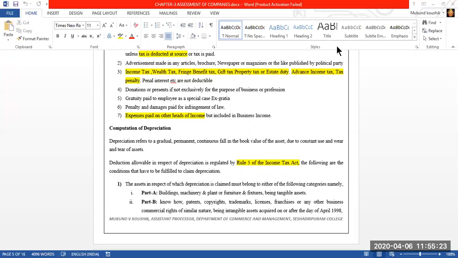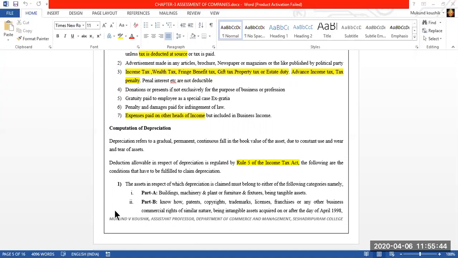Now, when coming to income tax, in case of assessment of a company, if there is any assessee who has to claim depreciation, he has to follow certain conditions which have been laid down by Rule 5 of the Income Tax Act. Now let us look at all the conditions which the assessee has to fulfill in order to claim depreciation on assets.